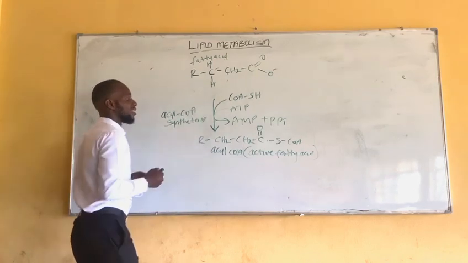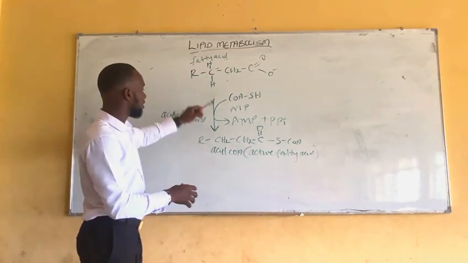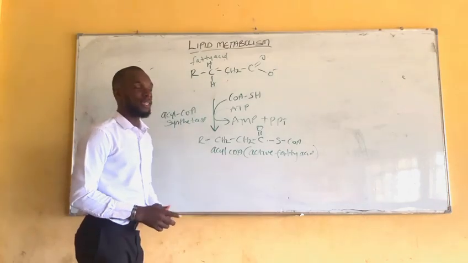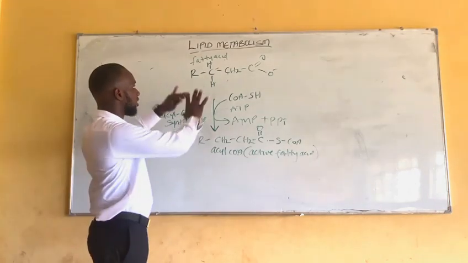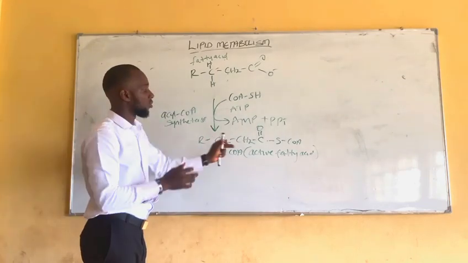Acyl-CoA synthetase, because ATP is required. So acyl-CoA is formed. So the name of the enzyme that catalyzes the conversion from this to this is acyl-CoA synthetase. With this, we have covered the first step, which is what? Activation of fatty acid to form acyl-CoA.